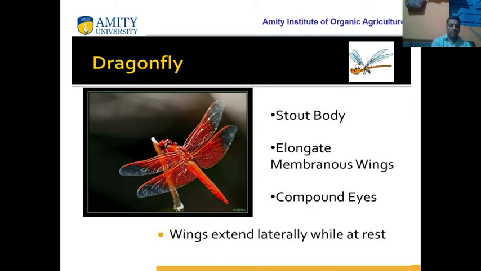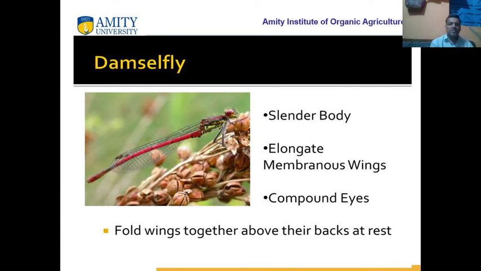The wings are membranous and transparent. The eyes are compound. The body is slender in damselfly. You can see a very long and slender body. That means this is not a dragonfly. It is a kind of damselfly. Their wings are also membranous and transparent. Eyes are compound. They fold their wings together over the back at rest.